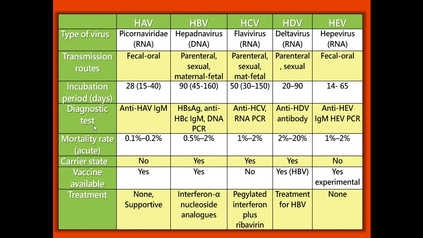The diagnostic test, the mortality rate: it is the lowest in hepatitis A virus and highest in hepatitis D and B, as you see here. The carrier state, whether it is chronic or acute, or can carry the virus for long times. The availability of vaccine also differs, and vaccines are present for this group of viruses except for hepatitis C virus, unfortunately. The treatment will differ from supportive to a specific antiviral treatment or interferon.